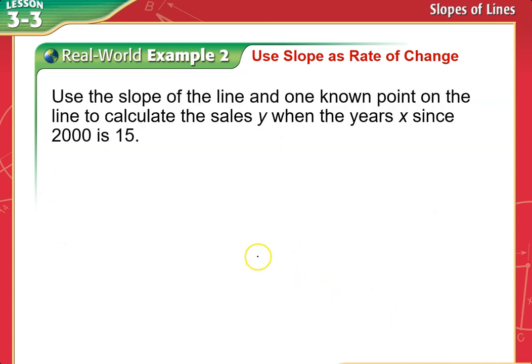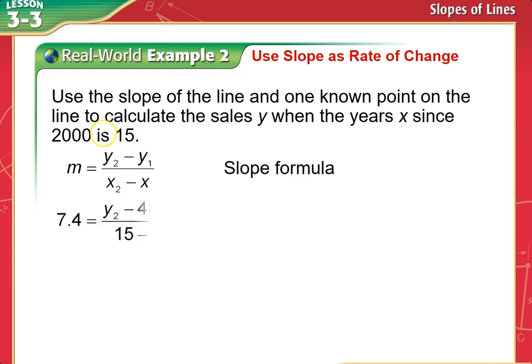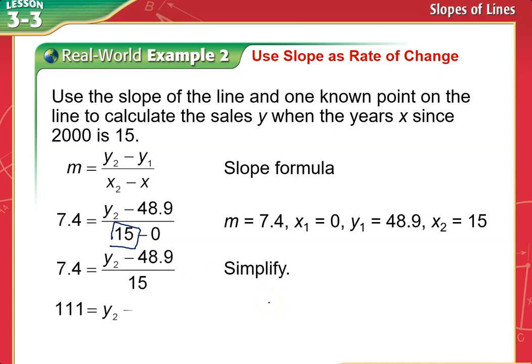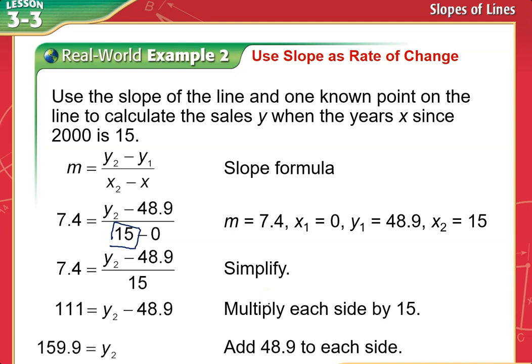Using the slope of the line and one known point on the line to calculate the sales y when the years x since 2000 is 15, we end up with solving for the y2 being the 15 minus 0 on the bottom. 15 being the 15 years since 2000. And so we can actually solve for the y2 by simplifying, multiplying each side by 15, and then solving for y2 by adding 48.9. So we have y2 is 159.9.